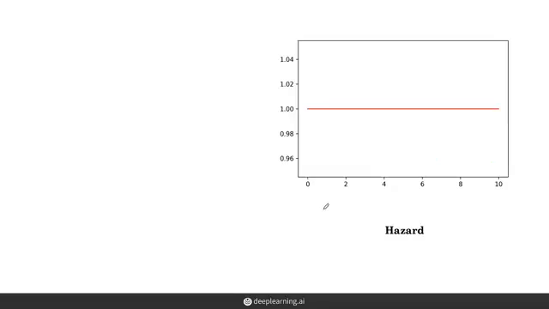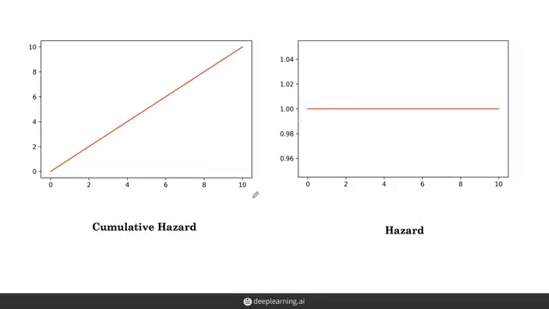This is a constant hazard curve, so we can see that over time the hazard isn't changing, and the corresponding cumulative hazard curve for this looks like the following. So you can see the straight line going up as we're summing over the time dimension over here.